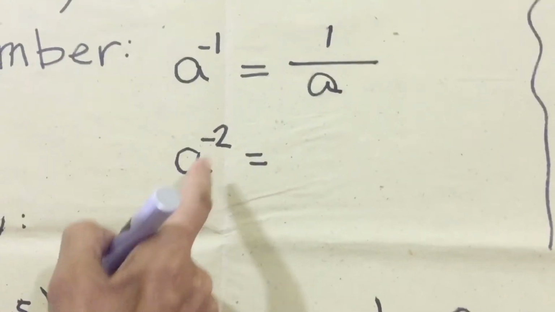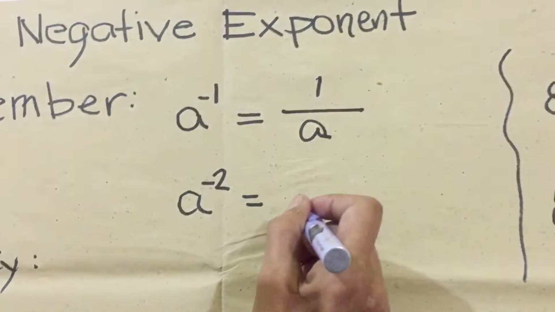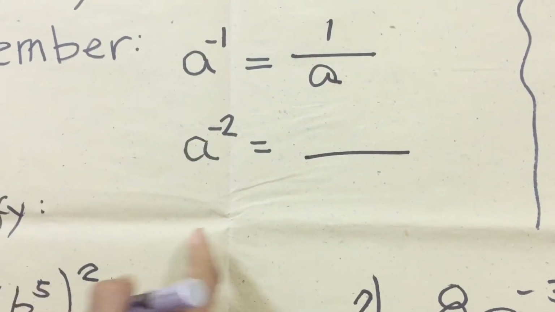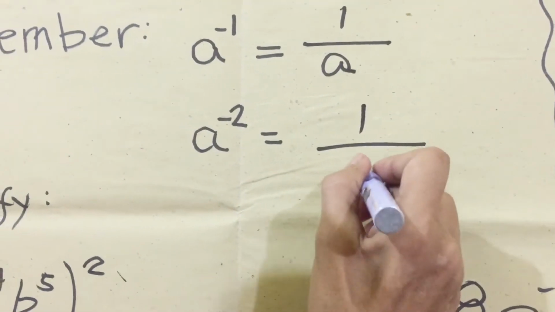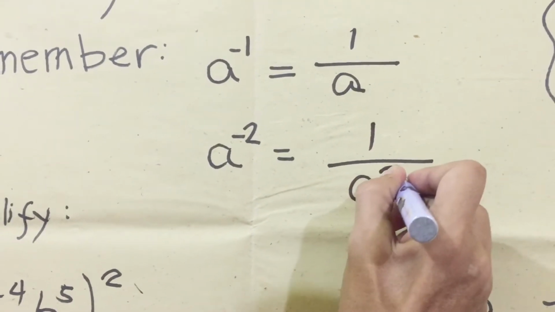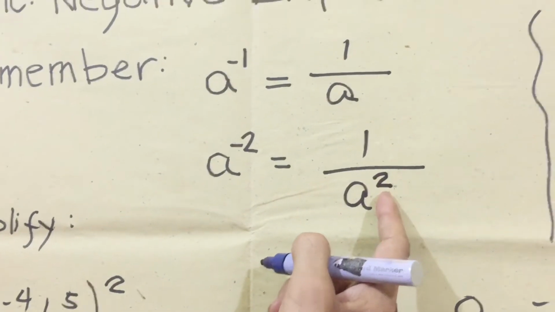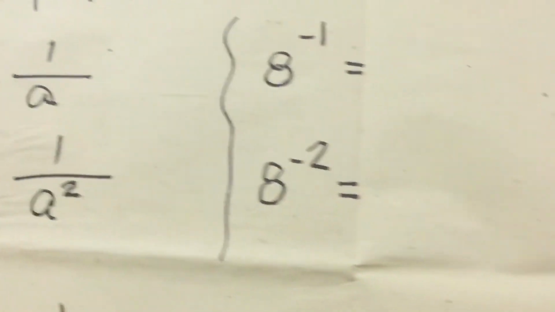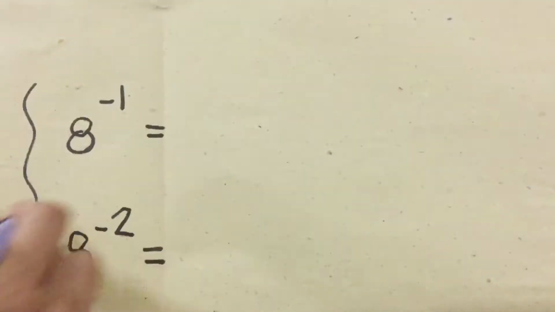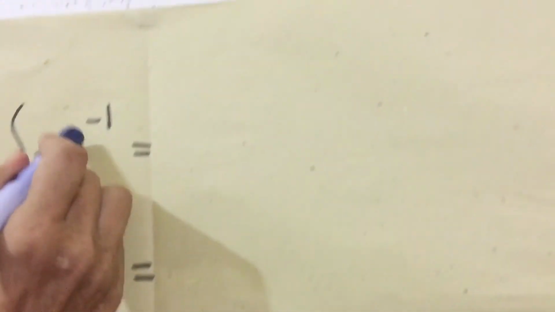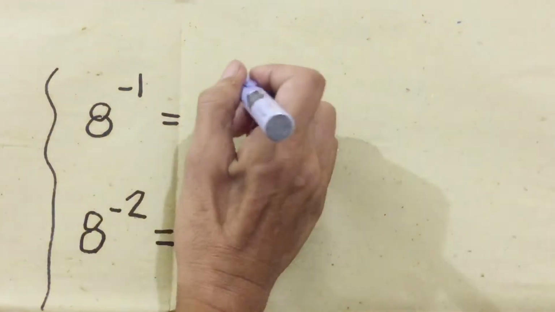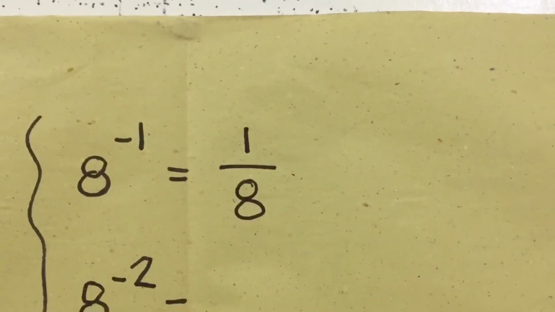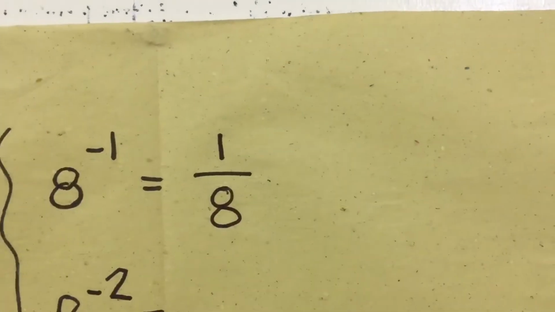Next, a raised to negative 2. Okay, the same process. Para maalis natin yung negative, gagawin natin siyang fraction, 1 over a raised to 2. Ayun, nandito na exponent. Kapag more than 1 yung exponent, pwede siyang isulat. Okay, how about kapag numerical yung ating base ng exponent? 8 raised to negative 1. The same process, gawin natin siyang fraction, 1 over 8. Silent 1 yung exponent, huwag na natin siyang isulat.